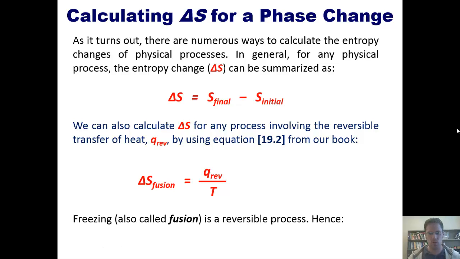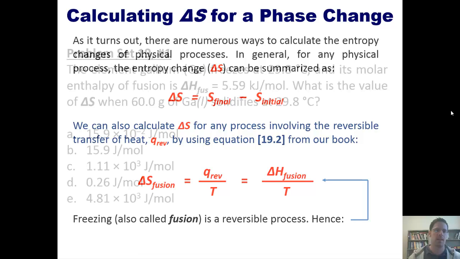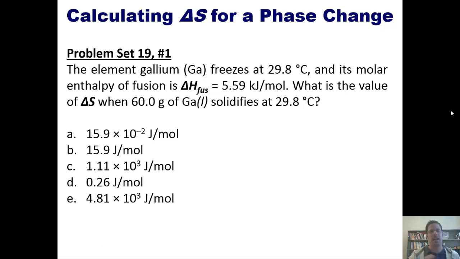Freezing, also called fusion, is a reversible process. Hence, this term is also equal to the delta enthalpy of fusion divided by T, because for reversible processes, Q and delta H, heat transfer, are the same. That takes us to a problem. The element gallium freezes at 29.8 degrees C, and its molar enthalpy of fusion is this number. What is the value of delta S when 60 grams of gallium solidifies at 29.8 C?